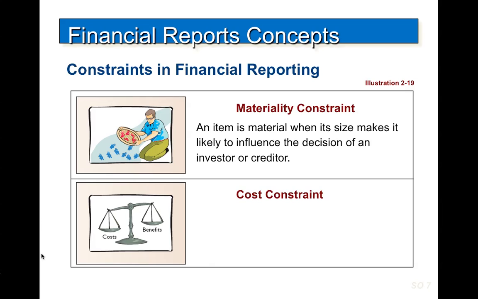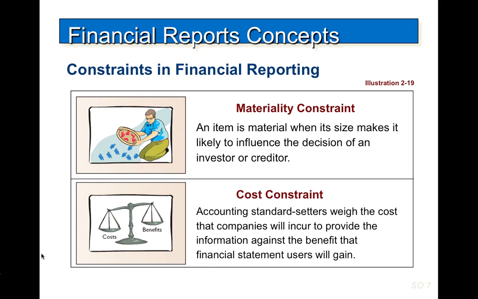If the item does not make a difference, the company does not have to follow generally accepted accounting principles in reporting it. The other one is a cost constraint. It relates to the fact that providing information is costly. In deciding whether companies should be required to provide a certain type of information, accounting standard setters weigh the cost that companies will incur to provide the information against the benefit that financial statement users will gain from having the information available.